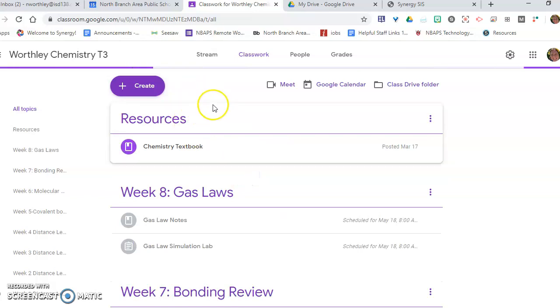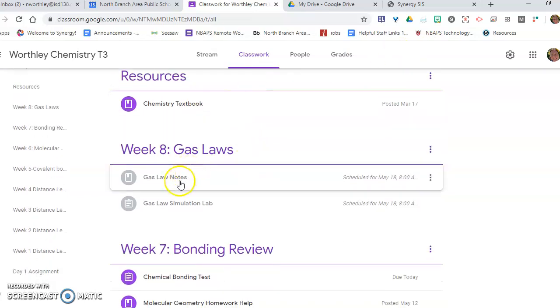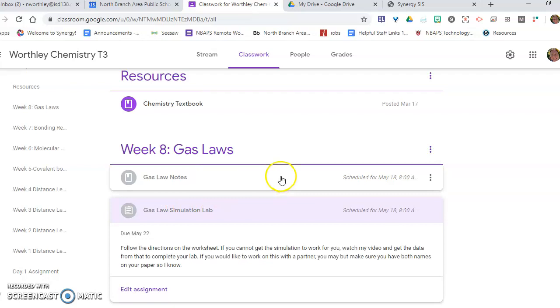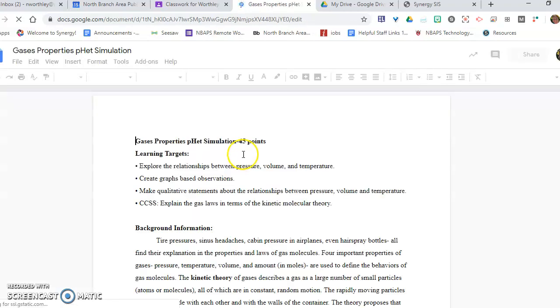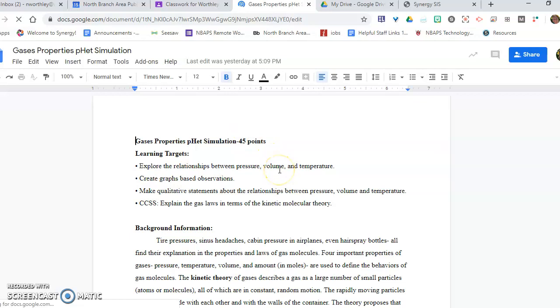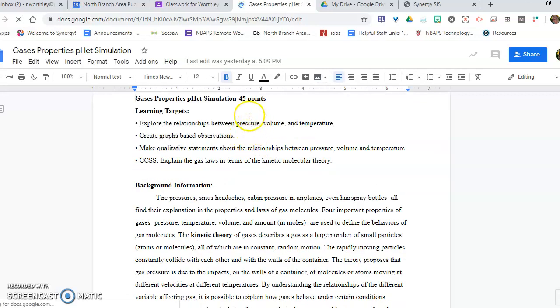Okay, so if you go to the classroom, it's the gas law simulation lab. You'll click on the Google Doc, and here's what it is. I broke it down by points.